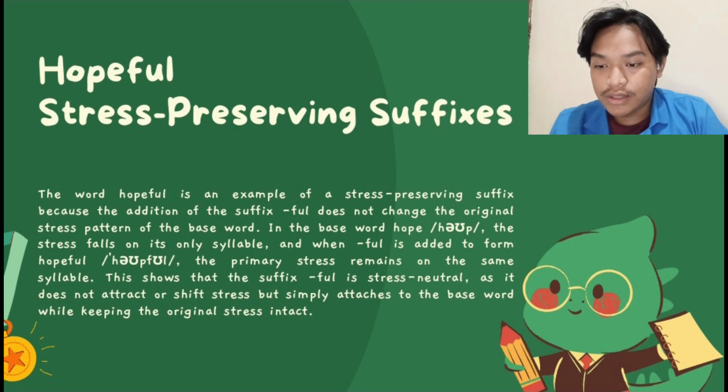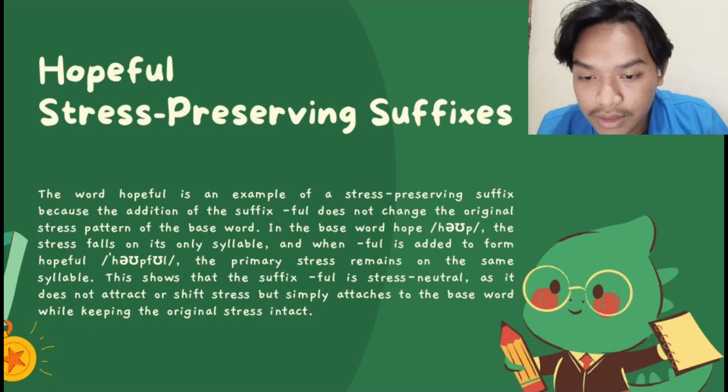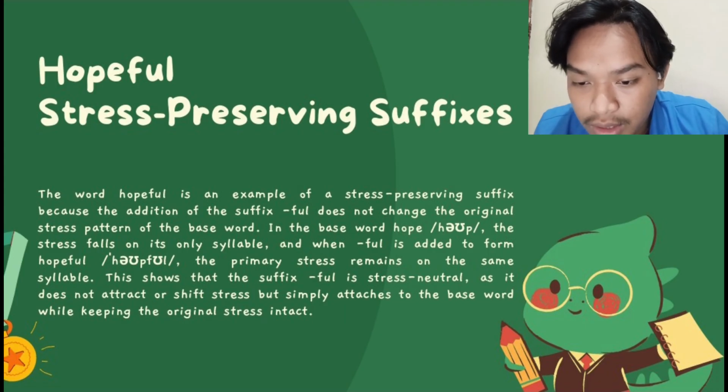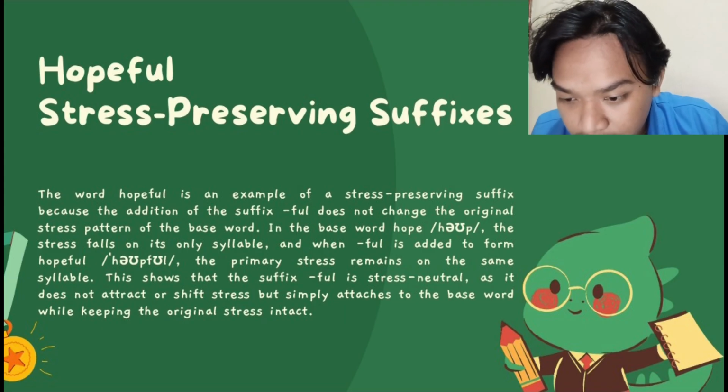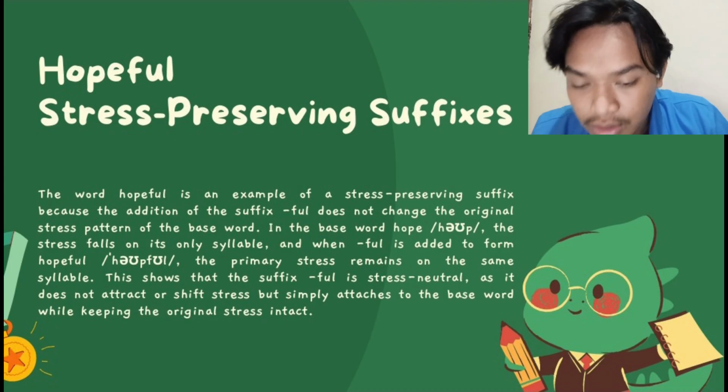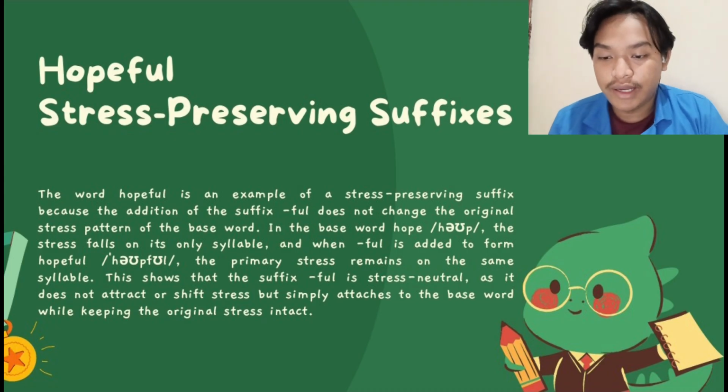Stress preserving suffixes. The word hopeful is an example of a stress preserving suffix because the addition of the suffix -ful does not change the original stress pattern of the base word. In the base word hope, the stress falls on its only syllable, and when -ful is added to form hopeful, the primary stress remains on the same syllable. This shows that the suffix -ful is stress neutral, as it does not attract or shift stress, but simply attaches to the base word while keeping the original stress intact.